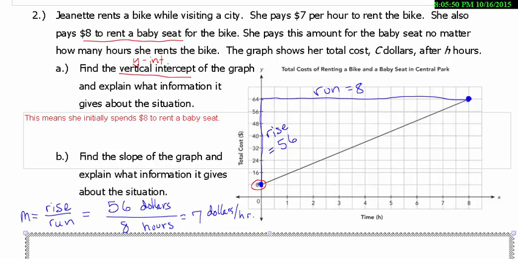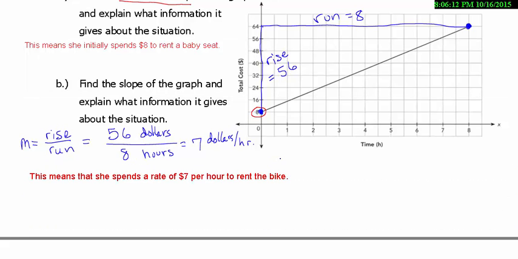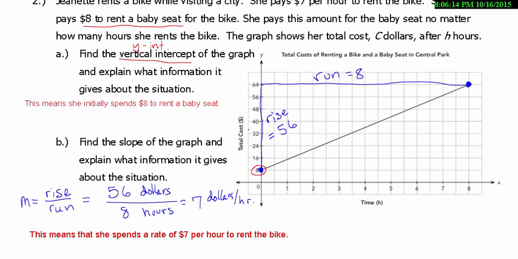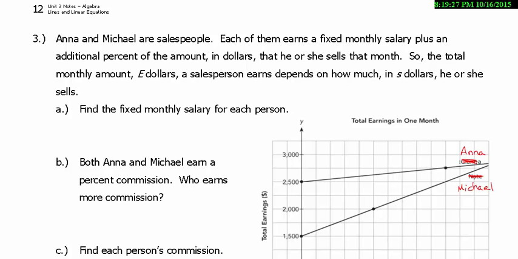And so let's explain what this means in the situation. This means that she spends a rate of $7 per hour to rent the bike. And if you didn't catch on, you should have actually been able to answer these questions anyways, just based on the setup of the question. But we were connecting the question with the graph, and so trying to apply it to what we've learned so far in the unit.